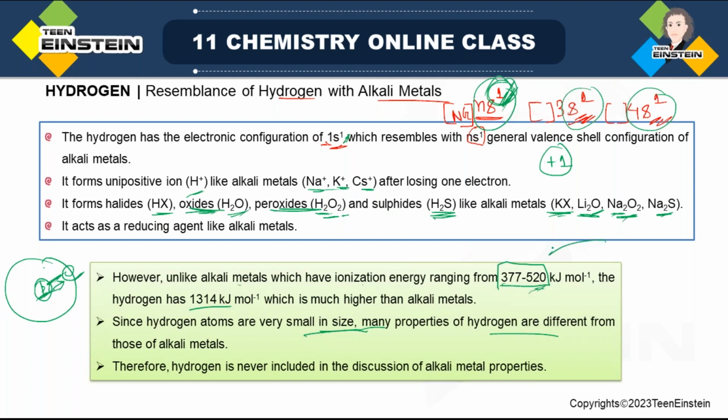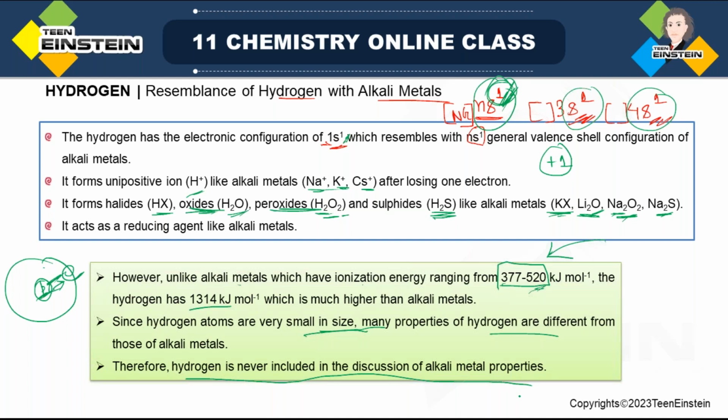From another point of view, as this ionization energy value is so different, obviously it will have a direct effect on chemical properties. And this is the reason that, though there are some similarities, because of this dissimilarity, hydrogen is never included in the discussion of alkali metal properties.